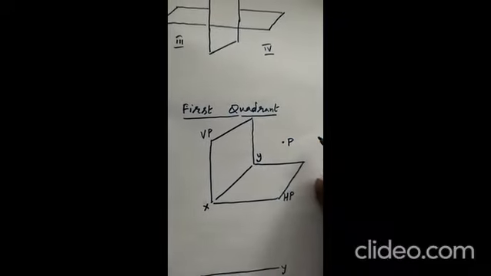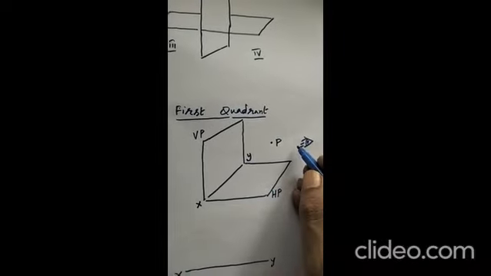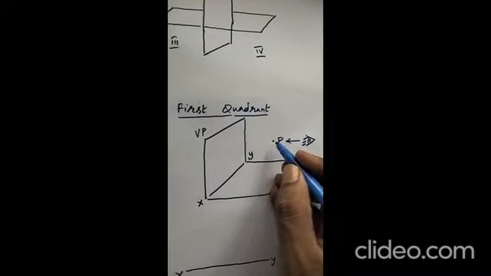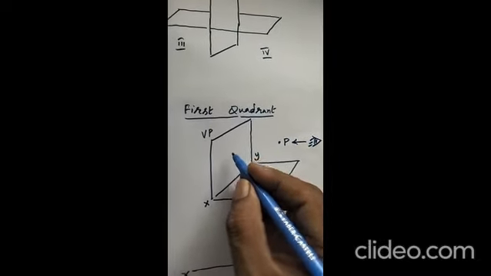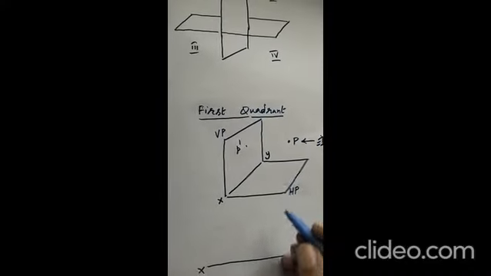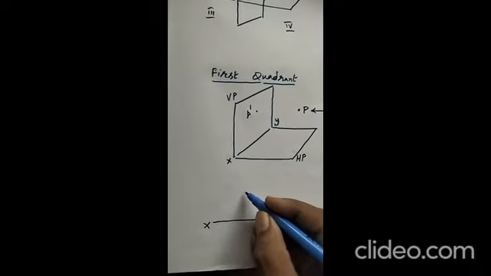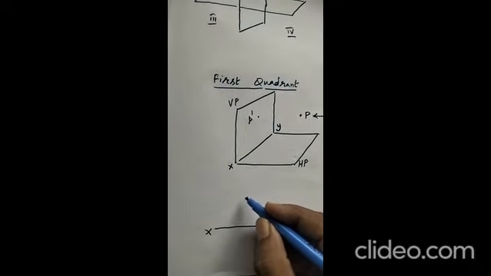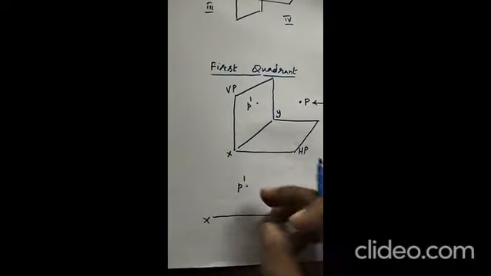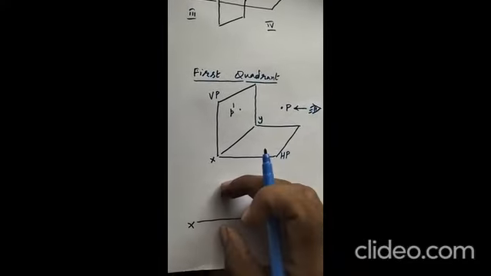When the observer looks for the front view in this direction, we get the projection of this point capital P onto the VP as small p dash, the front view. The same p dash has to be drawn above the XY line, indicating the above HP distance like this. So this distance indicates the above HP distance of this capital P.